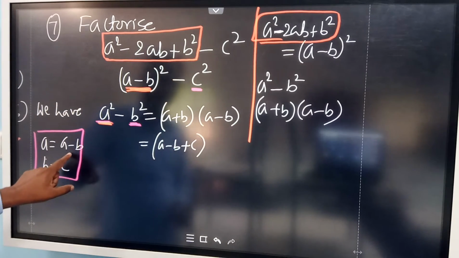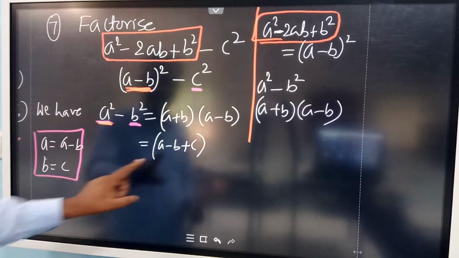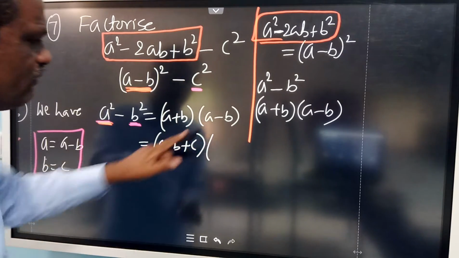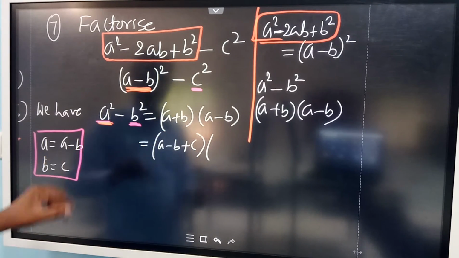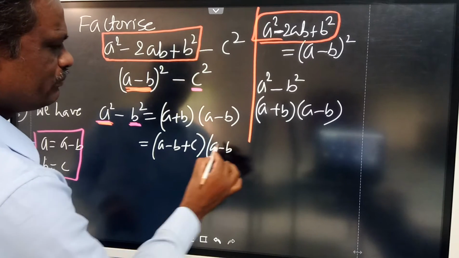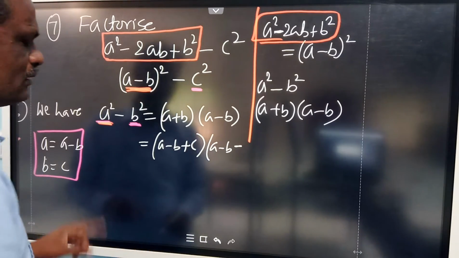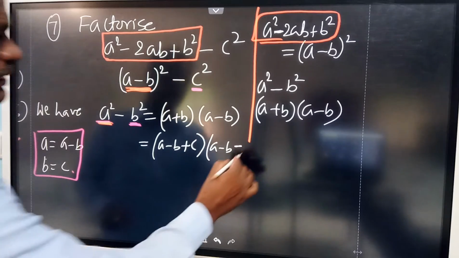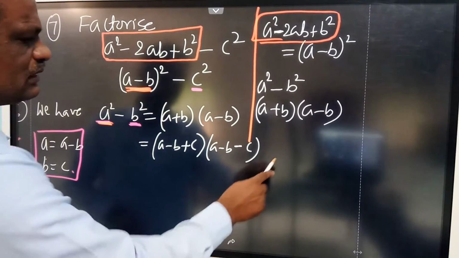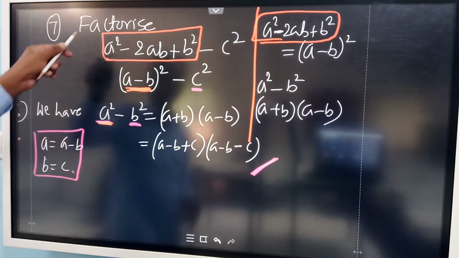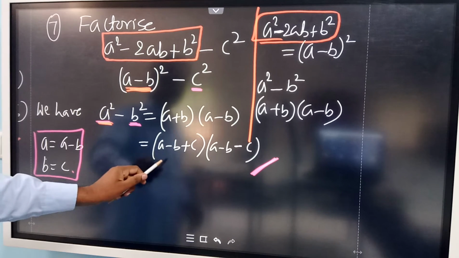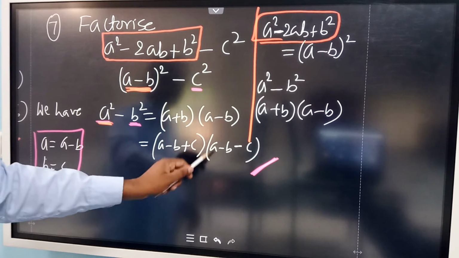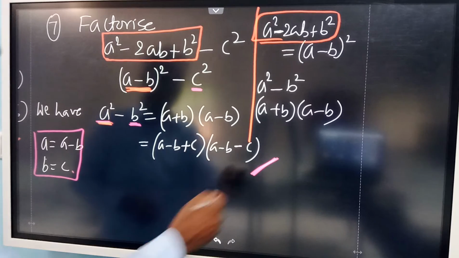A value, you are writing a minus b. B value, you are writing c. Again, a value you can write a minus b, then write this minus sign: a minus b, b value is c. So this is the factorization of the given expression. This expression is factorized like this: a minus b plus c, a minus b minus c is the factorization of the given question.